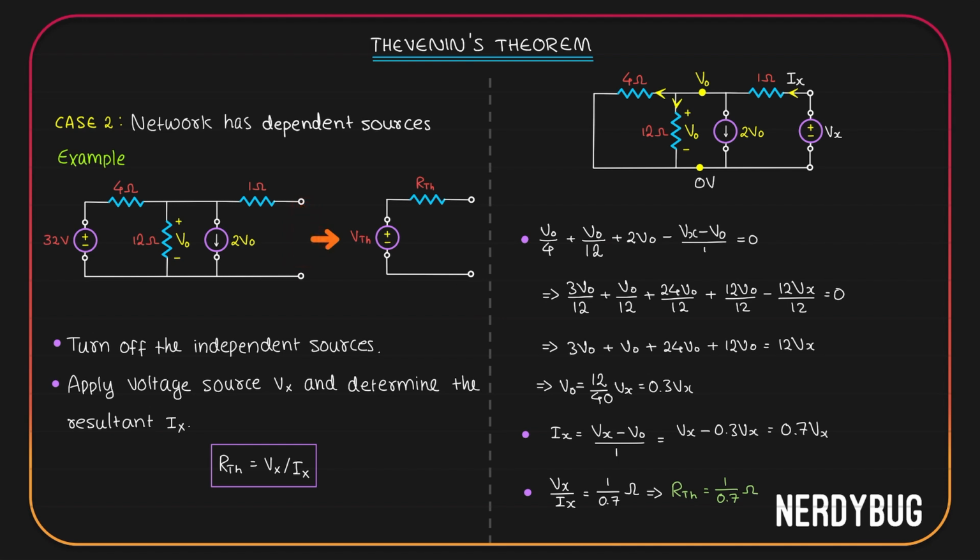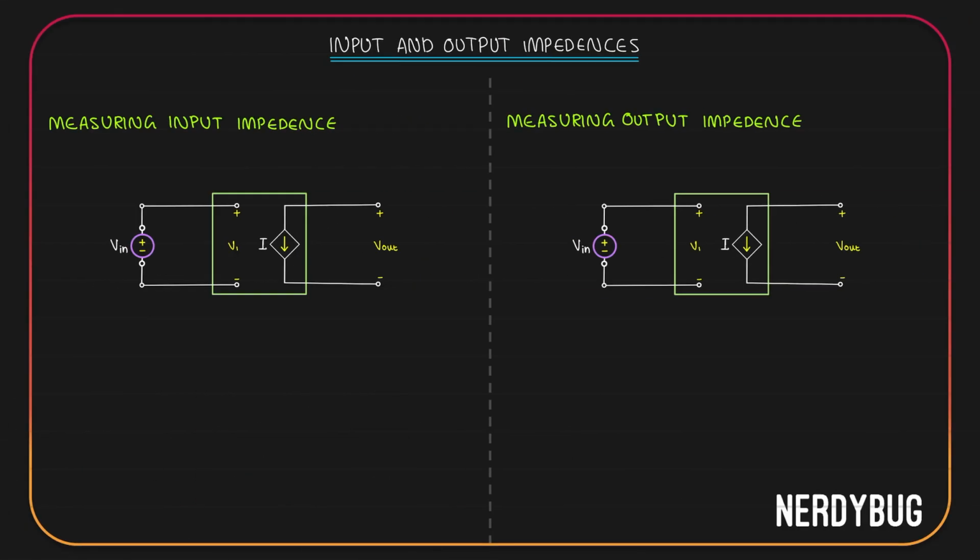But as I said before, we are using Thevenin's theorem to find the input and output impedance of the amplifiers. So the voltage part does not matter to us right now. This much is enough. Let us see how we can measure the input impedance and output impedance of a BJT amplifier using Thevenin's theorem.